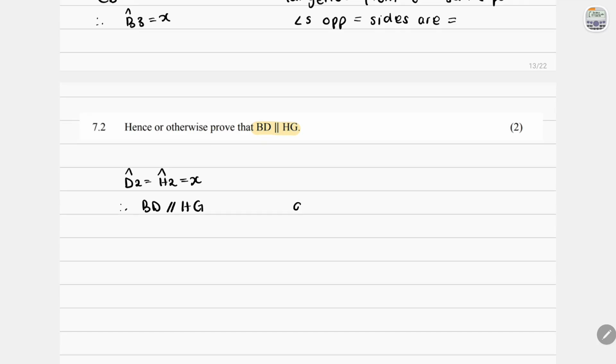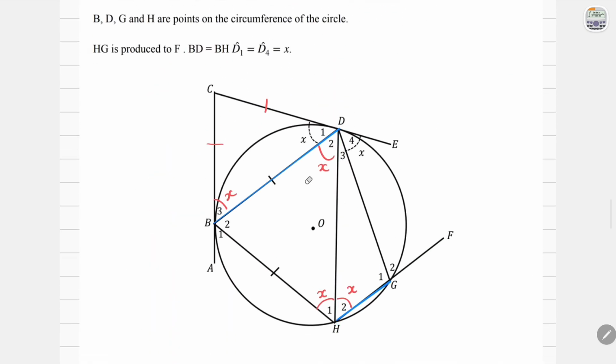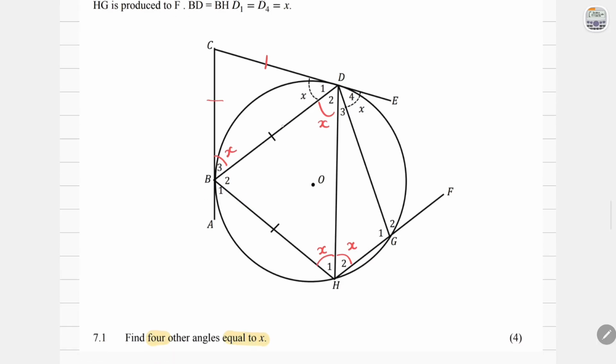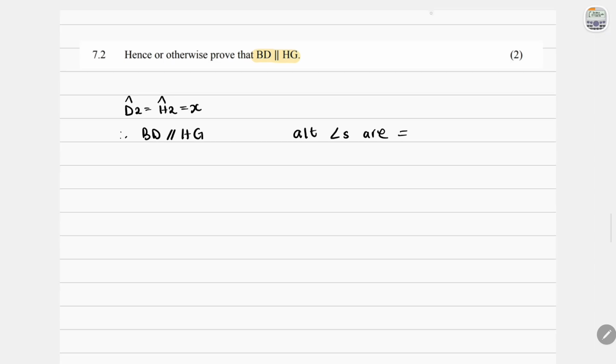And this is because the alternate angles are equal. Therefore, the lines are parallel. So I'm also just going to put down "parallel" just to show that these lines are parallel as well. Okay, moving on to the next question.